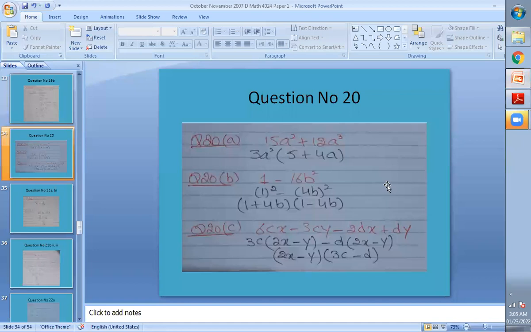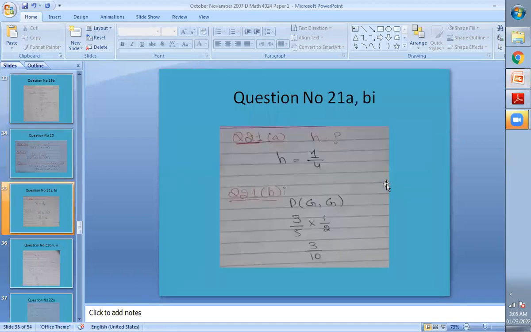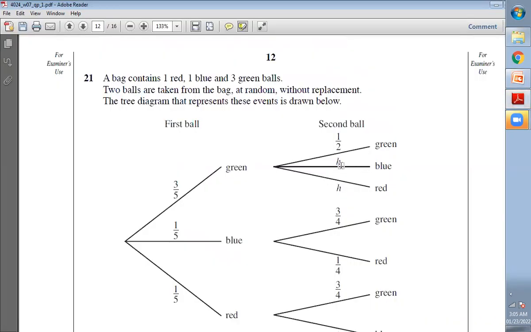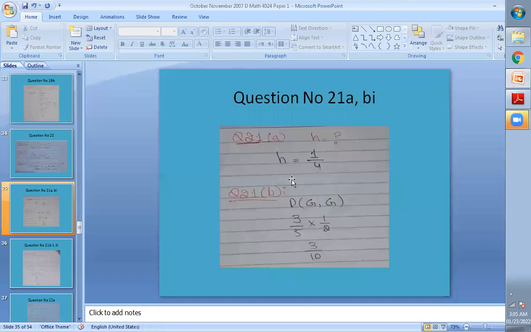So let me show you my working. So question number 21 A part here. The value of the age will be 1 by 4. You see, I told you the blue here is 1 and the total balls left are 4. So the value of the age will be 1 by 4.